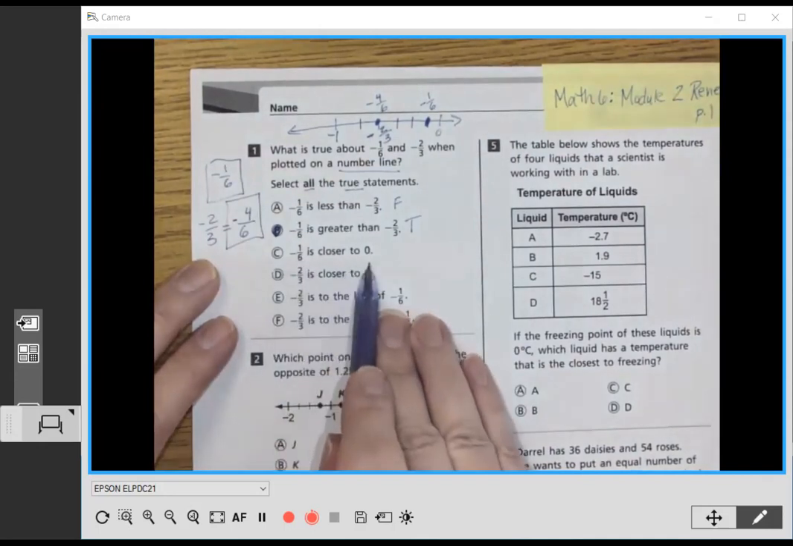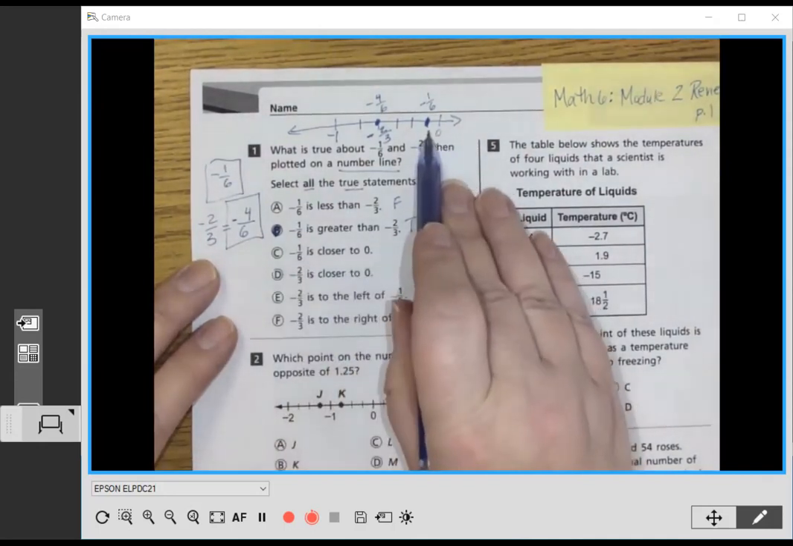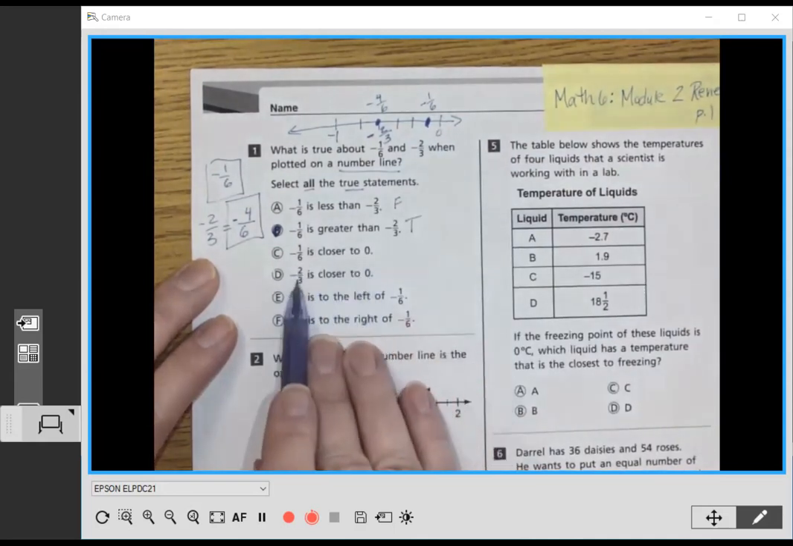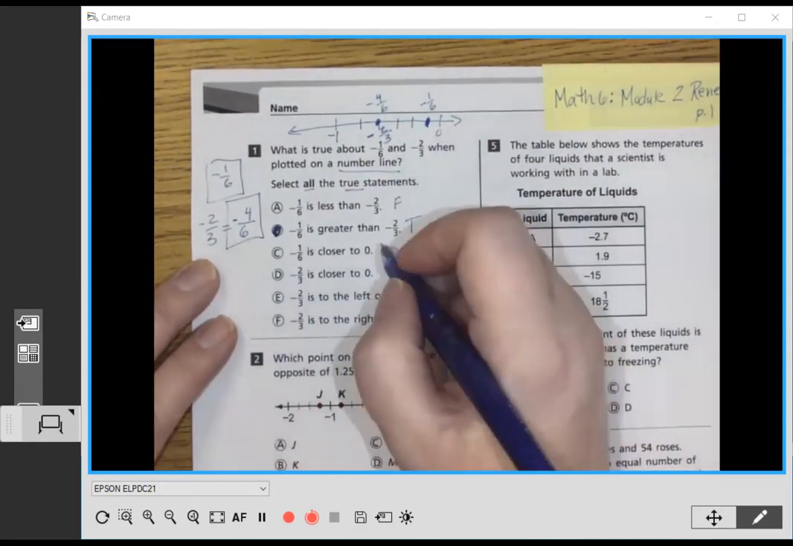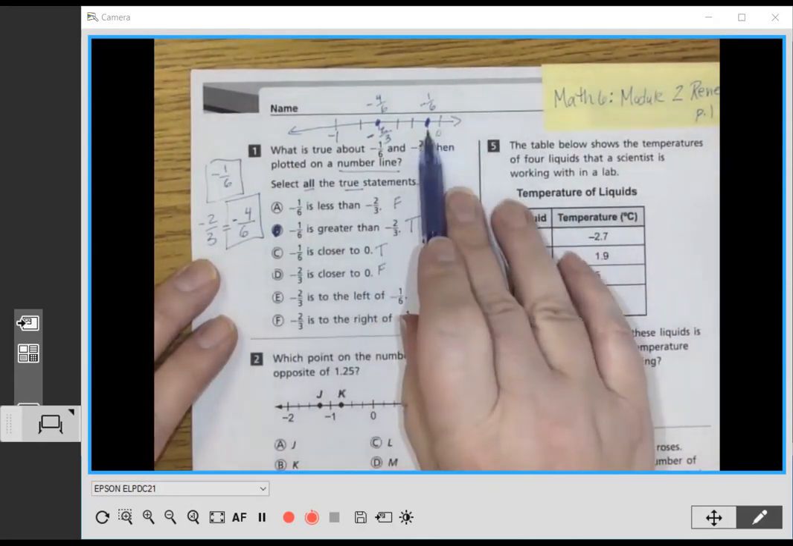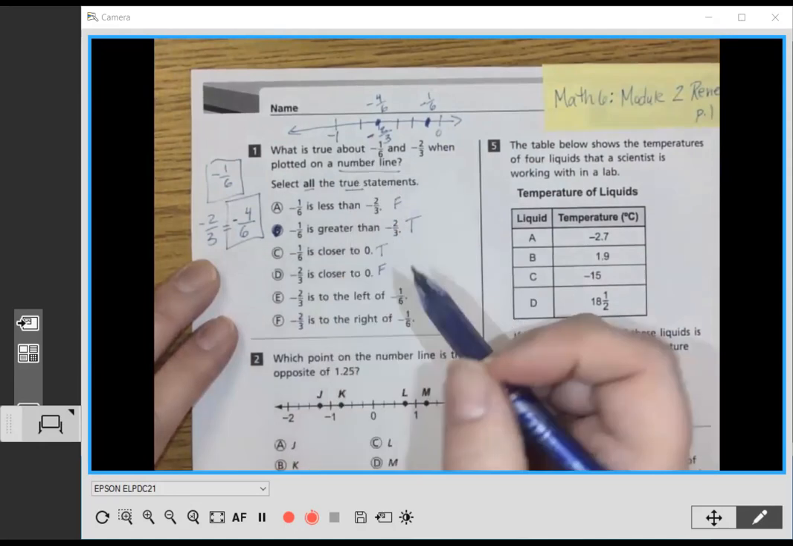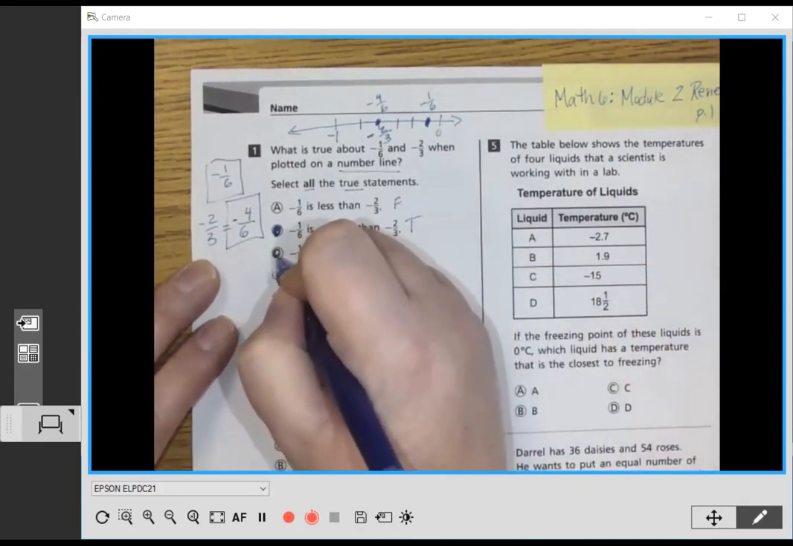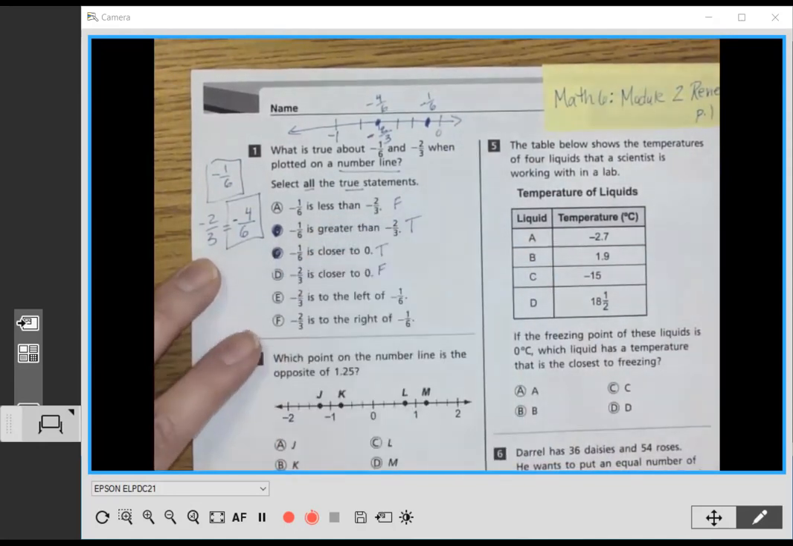Negative 1/6 is closer to 0. That's true. And the converse of it is false, negative 2/3 is closer to 0. That's false. So this is true, this is false. Negative 1/6 is closer to 0, not negative 2/3. So this is true. C is false. We'll leave that blank.